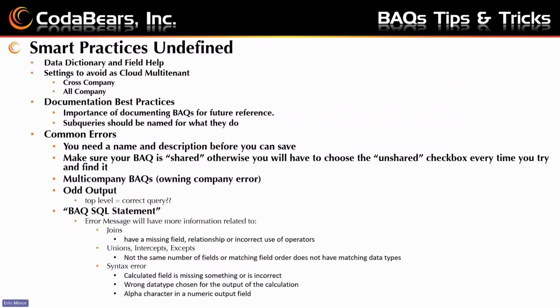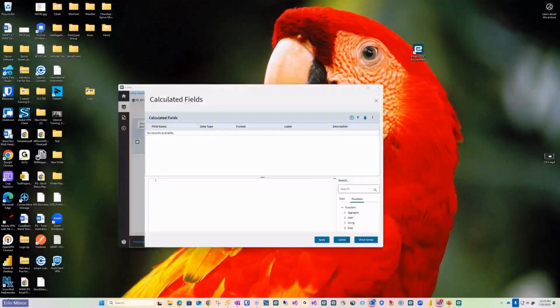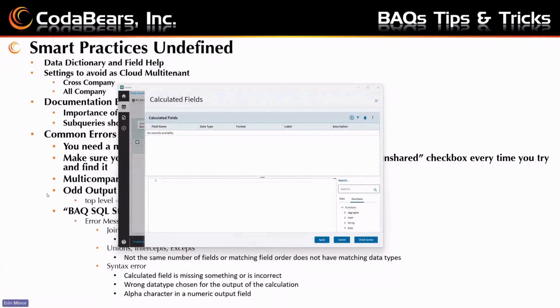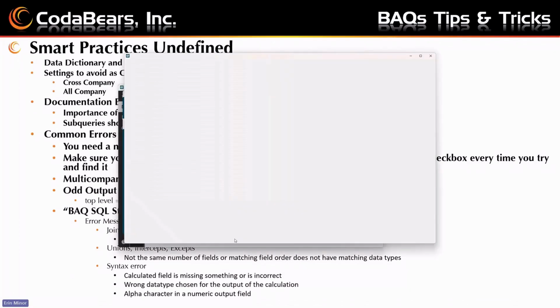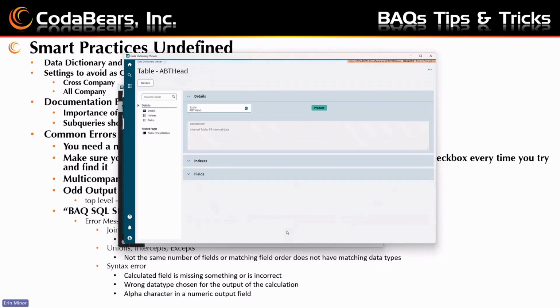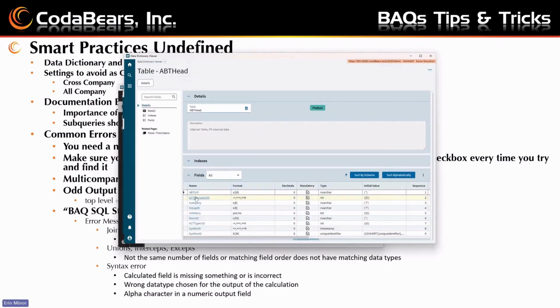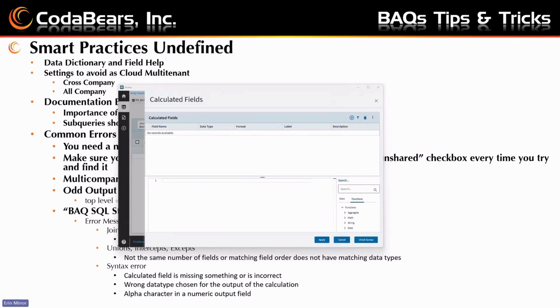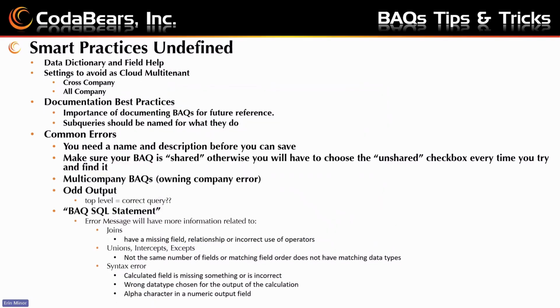Smart practices, the data dictionary. Know where it is. Make sure you have access to it. It's going to tell you everything you need to know about your fields, your tables, everything. So make sure you go here and look at stuff. What's my table? What's ABT head? What does it do? Here are all my fields. What do those fields do? There might be things in here like it uses the inventory unit of measure versus the sales unit of measure, things like that, which could be really helpful.